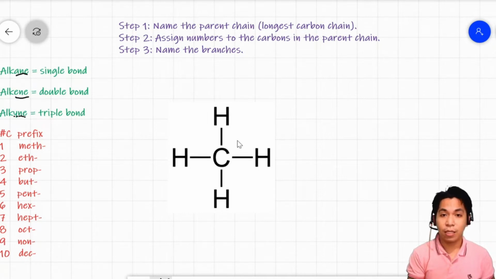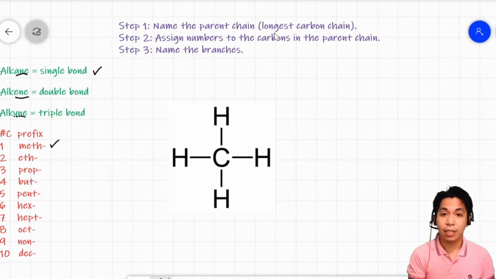Here is an example. The first thing that you must identify is whether this is an alkane, alkene, or alkyne. Looking at the structure, you see that all the bonds are single bonds, meaning our compound is an alkane. The second one is to identify how many carbon atoms there are. Based on the structure, we only have one carbon atom.